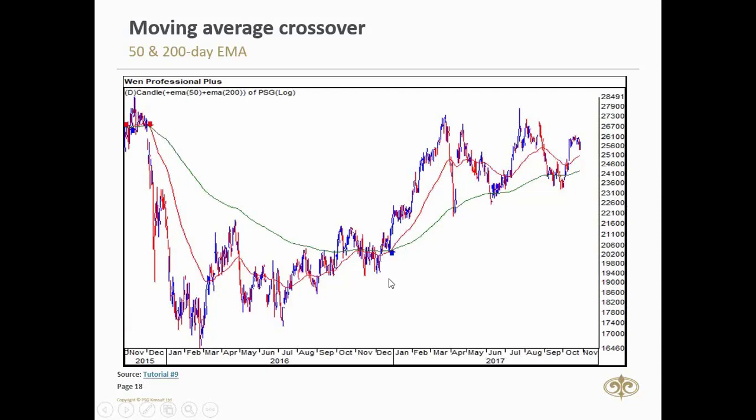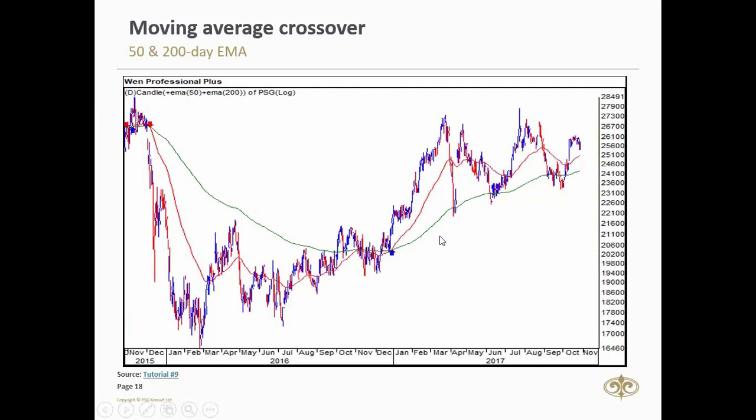It took the market nearly a year, more than a year, to recover. When the 50-day went above the 200-day, that was confirmation of a change in trend from a bear market to a bull market. That's what we call the golden cross. As long as the share price stays above it, the trend is bullish.